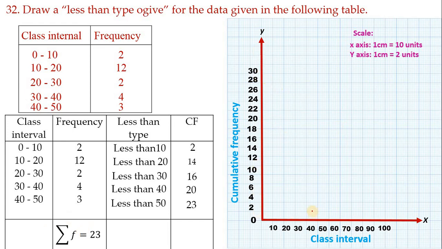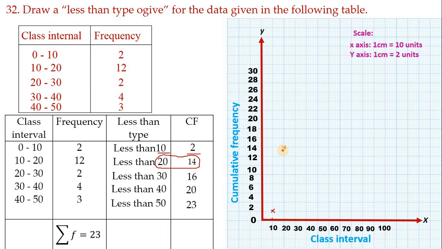Now let us plot the points. How to plot the points: here see, less than 10 and 2 means 10 comma 2. 10 on the x-axis is here and 2 on the y-axis is here. Both coordinates meet here. This is the point 10 comma 2. Next is 20 comma 14. So 20 is here and 14 is here.